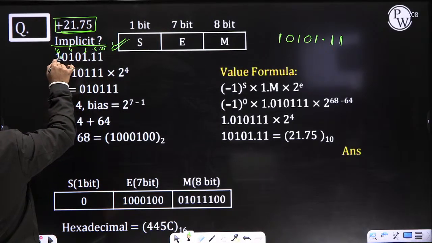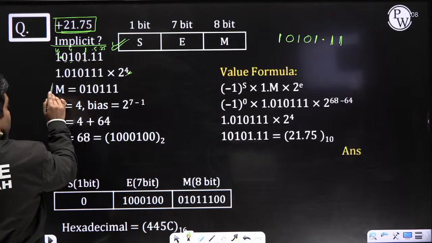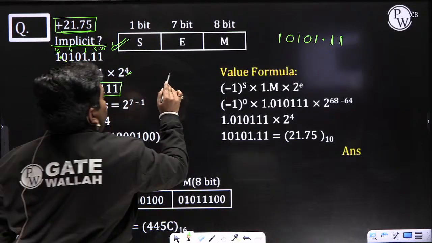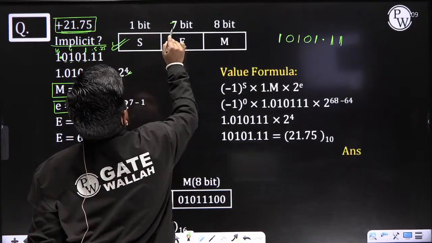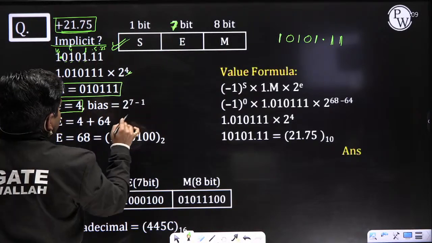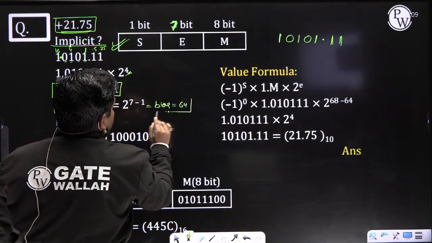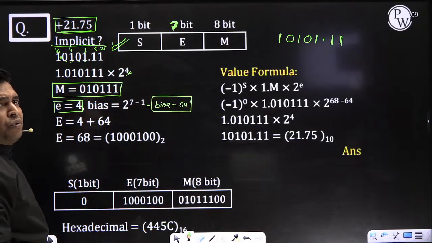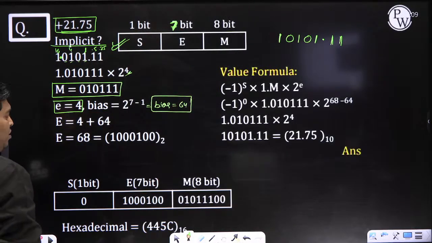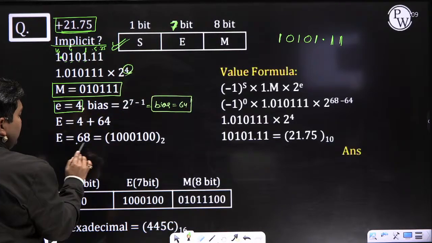We require the point here. How many bits are we shifting? 1, 2, 3, 4. So this is the mantissa, and small e will be 4. Now capital E, the exponent, is 7 bits. Then what is the bias? 2 raised to power 7 minus 1, so bias will be 64. Please try to understand, why make it complex? Try to keep it as simple as possible. Bias will be 64. Small e is 4, so capital E is 68.